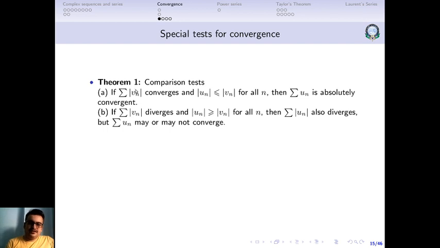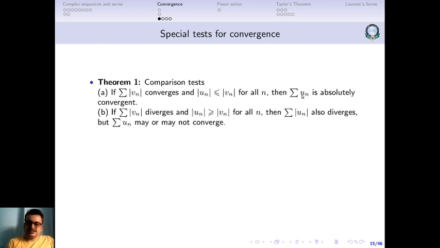Then if this reference series diverges, and this condition is inverted, that is, un is greater than or equal to vn for all n, then this un also diverges, that is, the modulus of un will also diverge, but the original series may or may not converge. Now you can understand why it is called the comparison test, because here we are comparing the given series with respect to some other series.